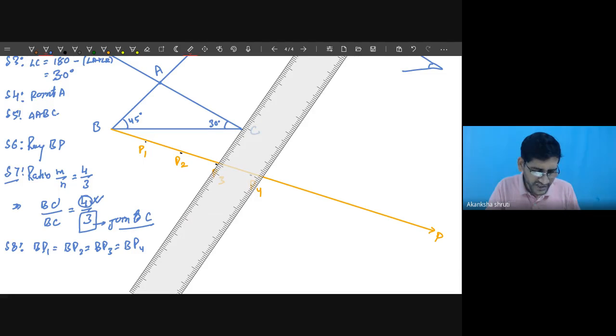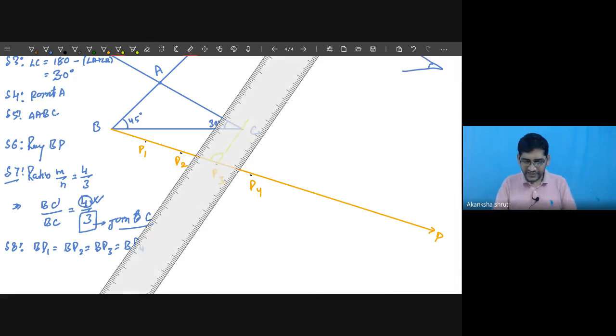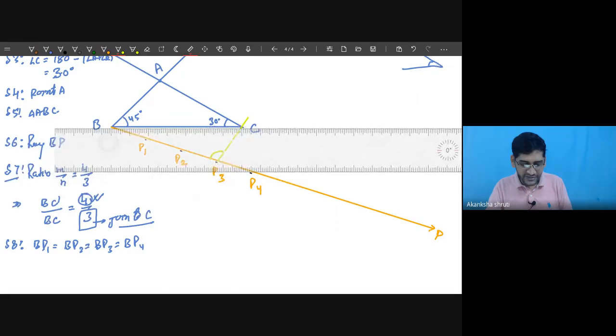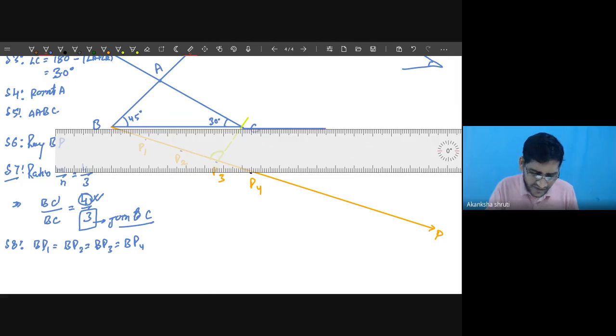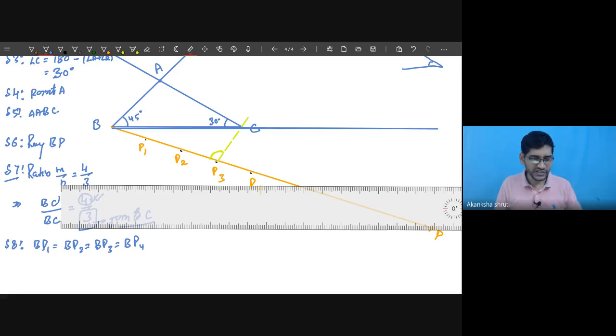So joining should always be done in the dashed line. Okay, student? This I have just joined. Now what to do? This angle which is formed here needs to be transferred. But C dash will come somewhere ahead of C. So we need to extend this BC also. Okay, students? So this way this BC is extended to a certain length.